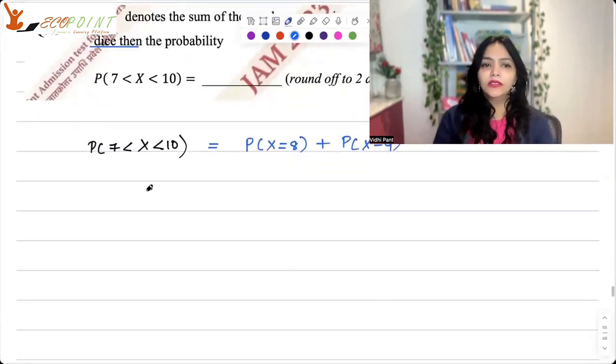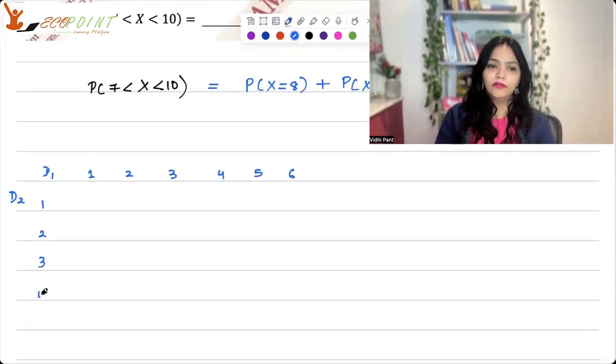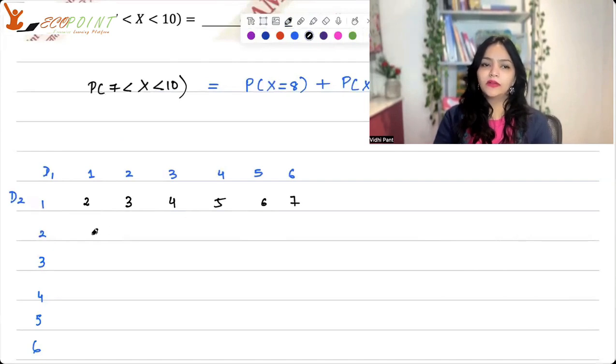Now what is the scenario? There are 2 dice, so you can say dice 1, dice 2. Dice 1 can have 1, 2, 3, 4, 5, 6. Dice 2 has 1, 2, 3, 4, 5, 6. So the sum can be shown in a matrix fashion. The sum will be 2 at this position when dice 1 is 1 and dice 2 is 1. Then it will be 3 here, 4 here, 5 here, 6 here, 7 here. In the next row, 2 plus 1 is 3, 4, 5, 6, 7, 8.